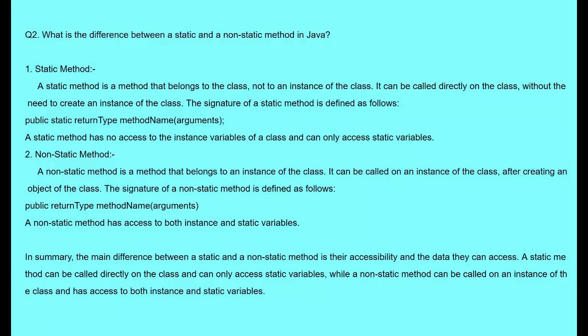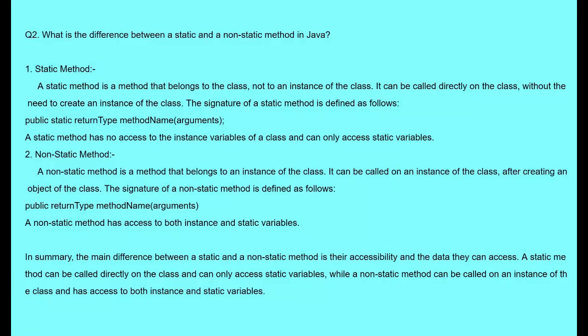2. Non-static method. A non-static method is a method that belongs to an instance of the class. It can be called on an instance of the class after creating an object of the class. The signature of a non-static method is defined as follows. Public return type method name, arguments. A non-static method has access to both instance and static variables.